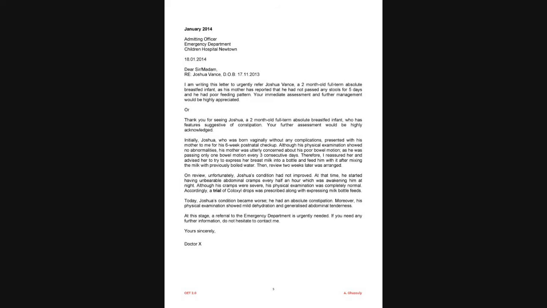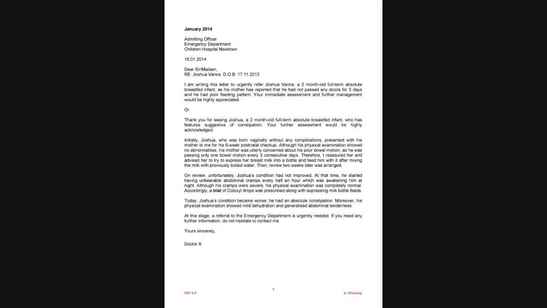Now, from this letter, you can see that I'm writing this letter to urgently refer. So this actually even talks about the urgency of the situation. So urgently refer, then the name of the patient. Who is this patient? A 2-month full-term absolute breastfed infant. And the presenting situation says that the mother has reported that he has not passed any stool for 5 days and he has poor feeding pattern. That's the presenting situation. Now, the purpose of the letter is you are asking for immediate assessment and further management from your recipient. So that's how to state it.